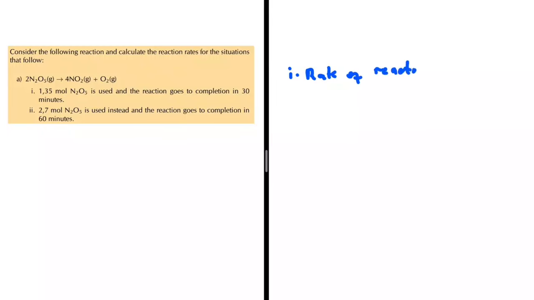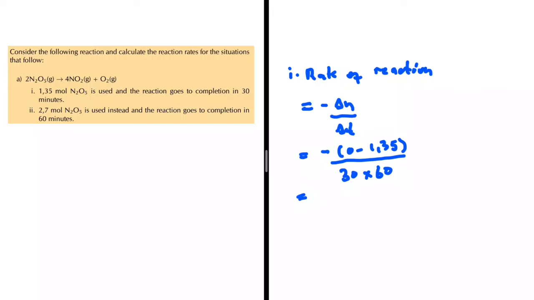What information are we given? Are we given the products or are we given the reactants? We're given the reactants, so we're supposed to have a minus sign, right? So minus the change in the number of moles of N2O5 divided by the change in time. So this is going to be equal to minus 0 minus 1.35, everything divided by the time taken. So the reaction goes to completion in 30 minutes, right? So we're supposed to have 30 multiplied by 60 because we want to convert that 30 minutes to seconds.